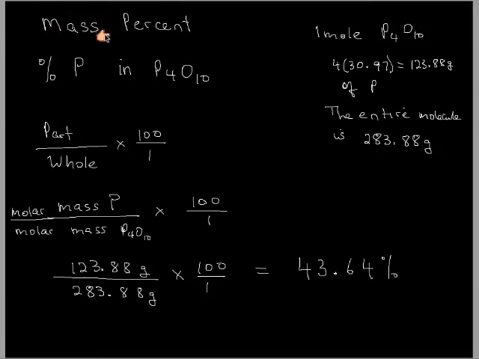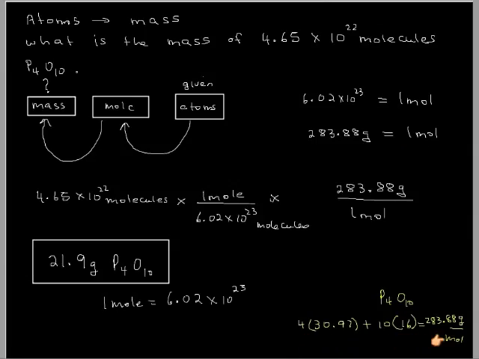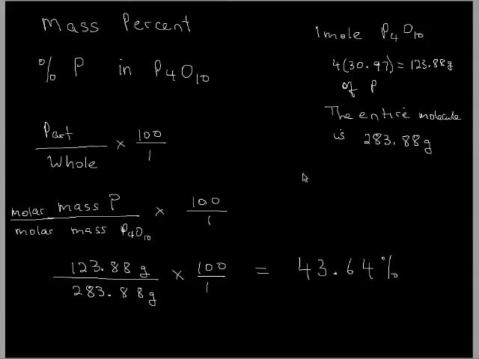My final point is mass percent. Mass percent is really part over whole times 100 over 1. So if I wanted to find out the mass percent of phosphorus in P4O10, I know that 1 mole of P4O10 is 283.88. I got that from my previous problem here, using the atomic masses from the periodic table. The atomic mass of phosphorus in P4O10 is 4 times 30.97, which is 123.88.